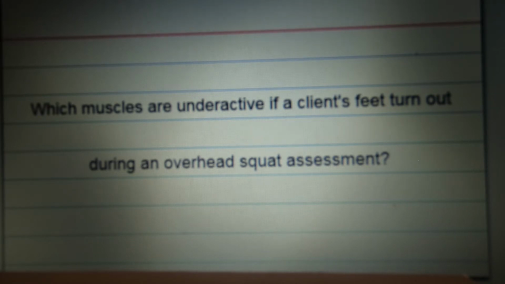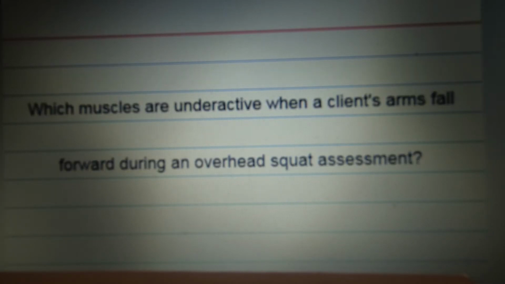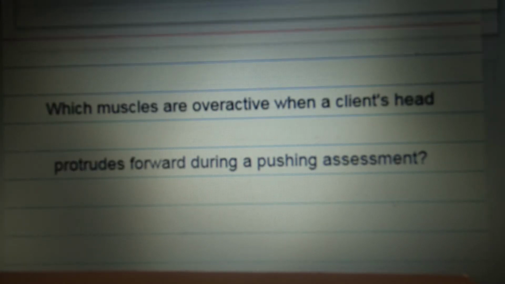Which muscles are underactive if the client's feet turn out during an overhead squat assessment? Medial gastrocnemius, medial hamstrings, gracilis, sartorius, and popliteus. Which muscles are underactive when a client's arms fall forward during an overhead squat assessment? Middle, lower trapezius, rhomboids, and rotator cuff.